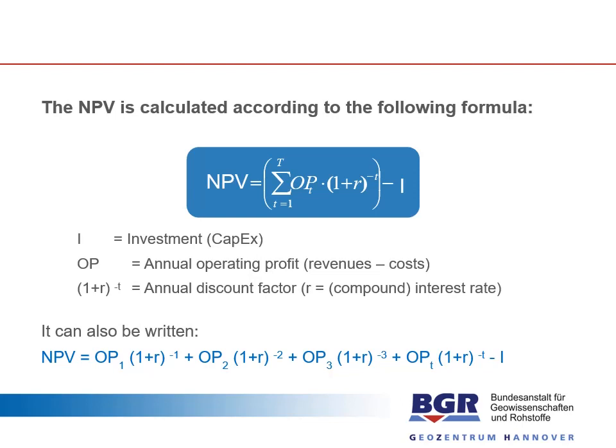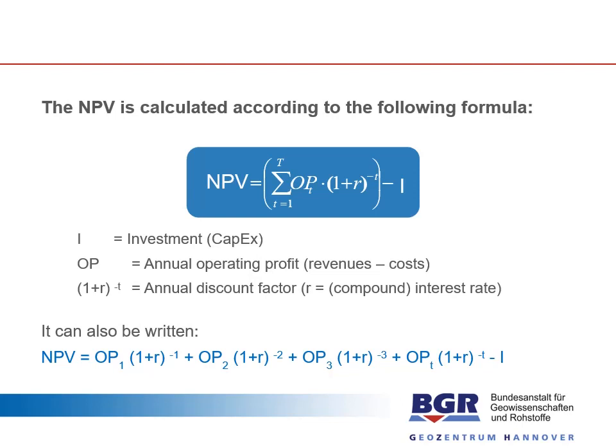The net present value is calculated according to the formula you can see below. It looks a little complicated, but actually it is not. It's just taking the operating profit, so the revenues minus the costs, and this annual operating profit is then multiplied with 1 plus the discount rate. If it's 10%, it would be times 1.1, and then you have an exponent. The exponent depends on the year. In the first year the exponent is minus 1, in the second minus 2, minus 3 and so on, and you sum up all the different cash flows. So at the end this gives you the net present value.